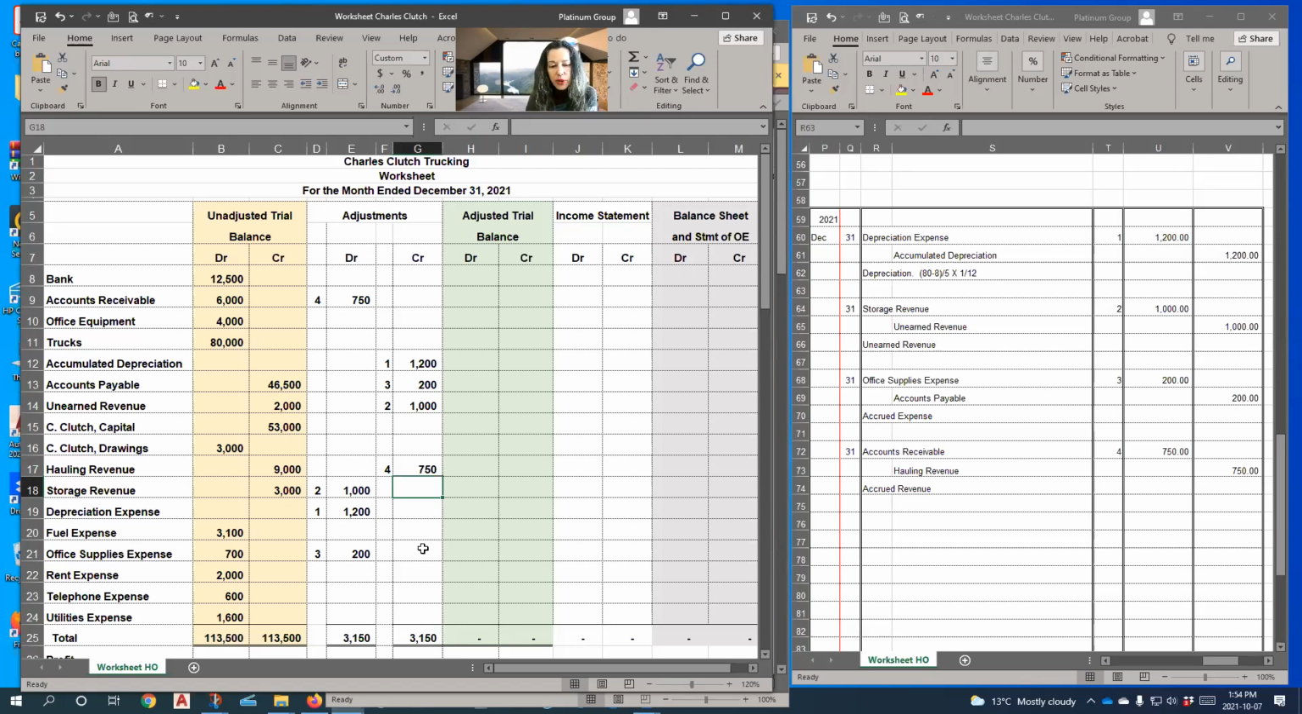I've gone ahead and entered them all in. You can see on the bottoms here, I get a total of $3,150 along the bottom here. My total debits, $3,150. My total credits, $3,150. You guys getting the same number, $3,150? Am I correct? $3,150?